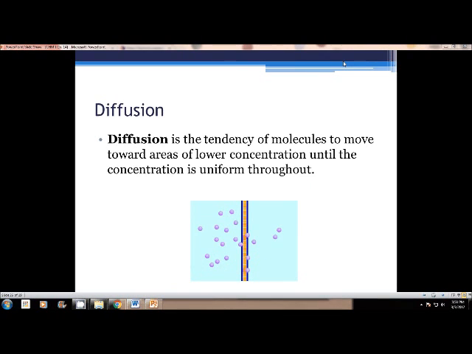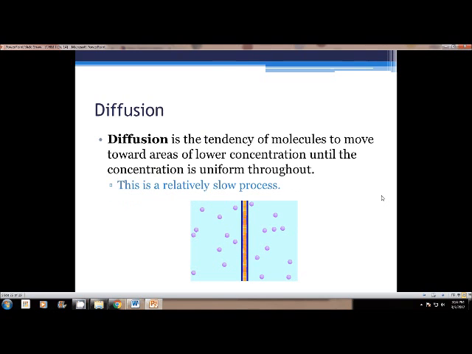Diffusion is the tendency of molecules to move towards areas of lower concentration until the concentration is uniform throughout. So this is the movement of gases. It's how, when somebody passes gas, if you're right next to them, you smell it, but far away, you don't. But maybe if you're in a car, then it spreads out so everybody can smell it. So that's just the tendency to move until everybody can sense that the gas is there. It's a relatively slow process, but it still happens.